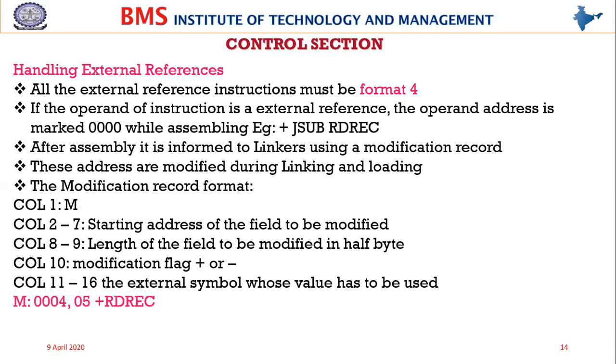For example, here for the default section where we have JSUB RDREC, the RDREC starting address is supposed to be added to the operand specified in the JSUB, correct? The address of the JSUB operand is 0004, because the instruction starts at 0003. One byte next to that is 0004, and the next 20 bits need to be replaced, specified in half bytes.